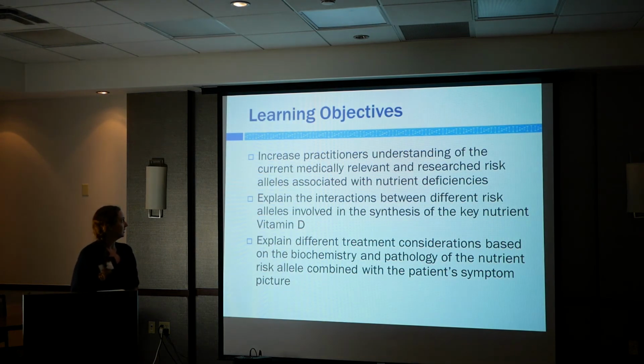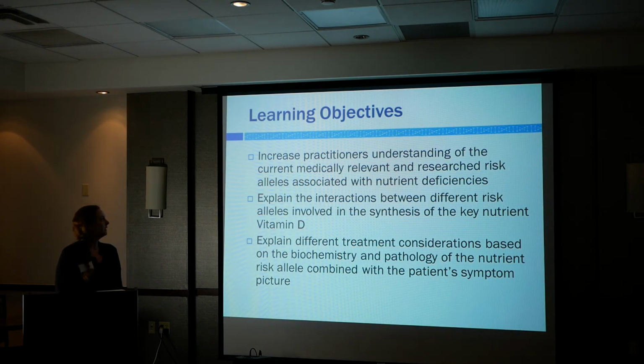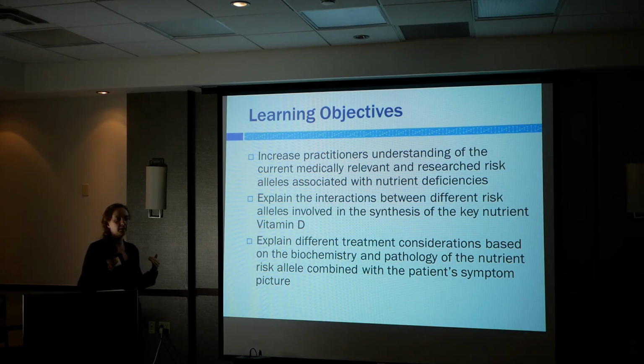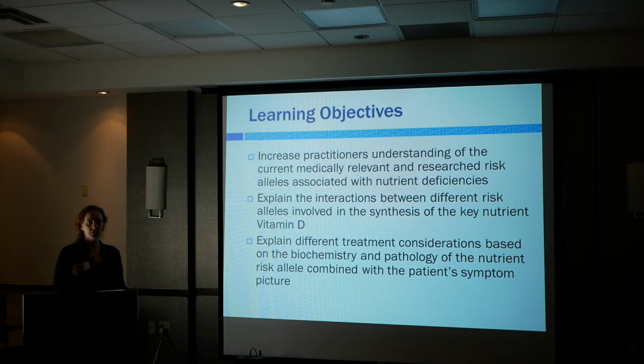So, learning objectives for this talk. I want the practitioners to understand the relevant current research on the risk alleles. So we'll talk about the alleles that we've seen through the relevant research to have a connection with nutrient levels. Also, because we test on a lot of vitamin D genes that Dr. Knapp touched on or talked about a lot, I want to talk about those and how they interact.